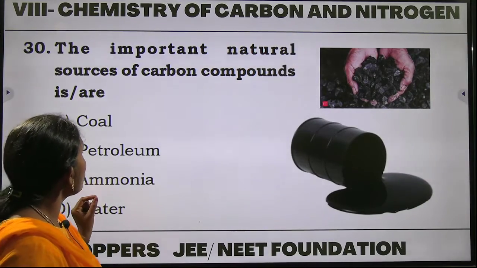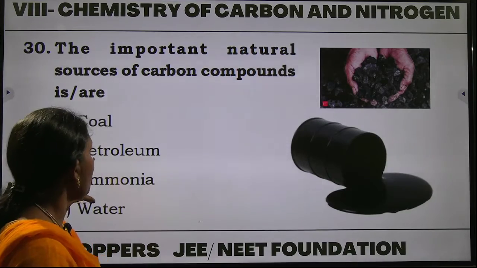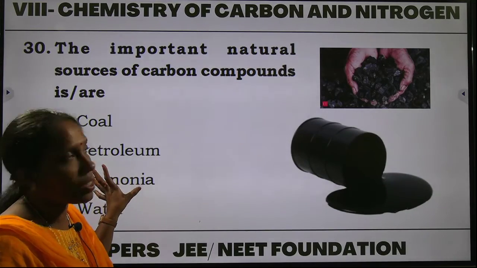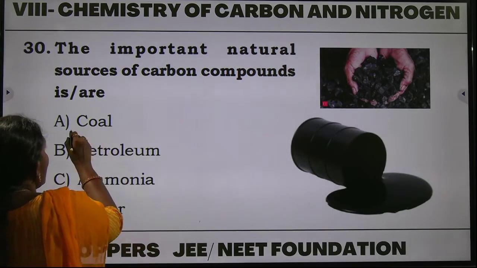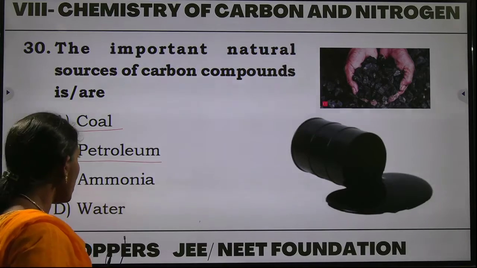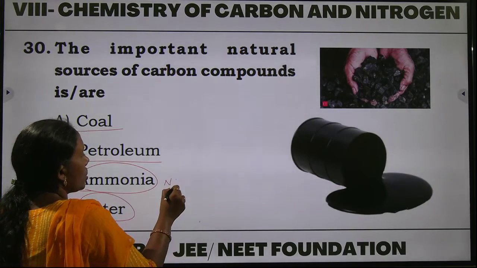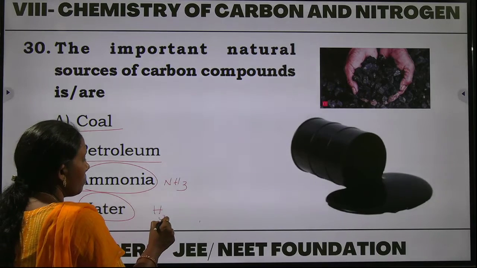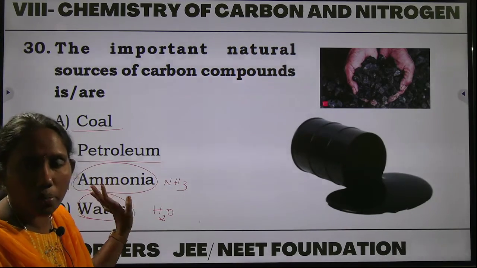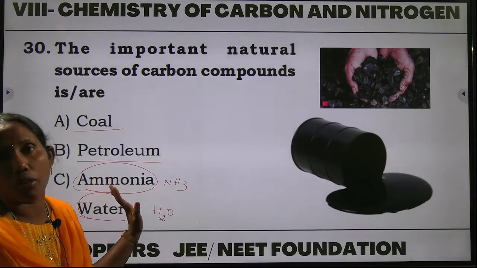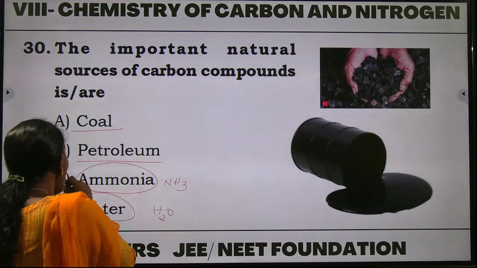The important natural sources of carbon compounds is or are. They are asking which of the given options are the important natural sources for carbon compounds. First, let us check the options. First one is coal, second is petroleum, C is ammonia, and D is water. Ammonia is NH3 and water is H2O. These two are not carbon compounds at all. Ammonia is completely different, and water does not have any carbon atoms present in it. So these two are wrong options.